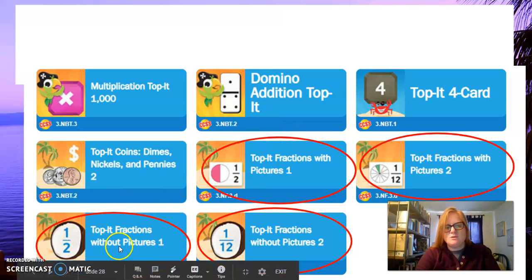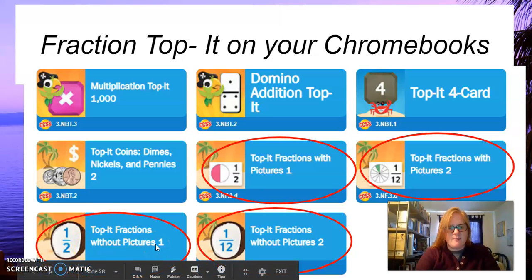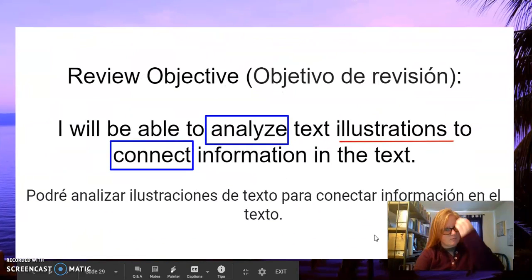So this is you using your knowledge of the number lines and fractions in general as numbers, not with the pictures. So if you feel confident that you could do this, then I want you to go ahead and move on to these two. Okay. All right.